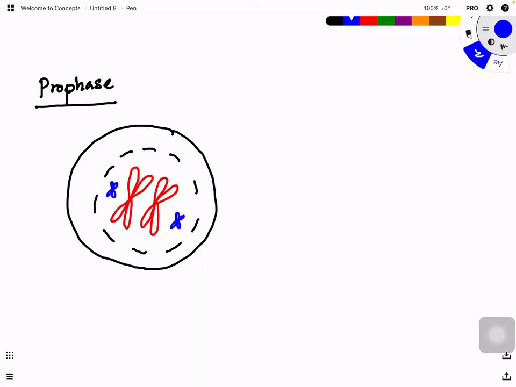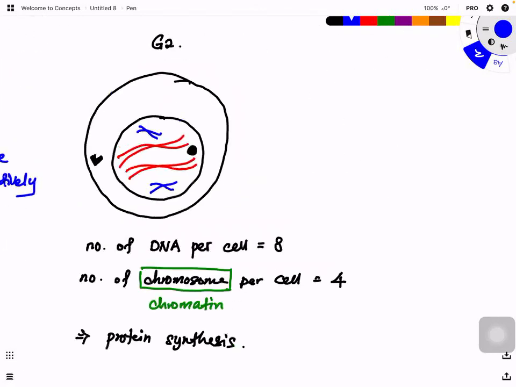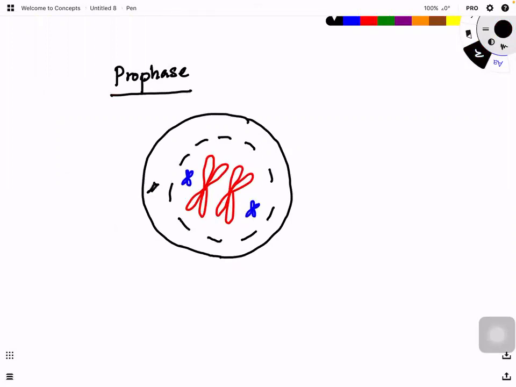Are you clear? One of the very important events that takes place during this G2 is the duplication of the centrosome. Are you clear? Duplication of the centrosome. So now this centrosome or centriole starts to move to the opposite pole. Where is the nucleolus? The nucleus now disappears already. Can you see that? The term we use is start to disappear.